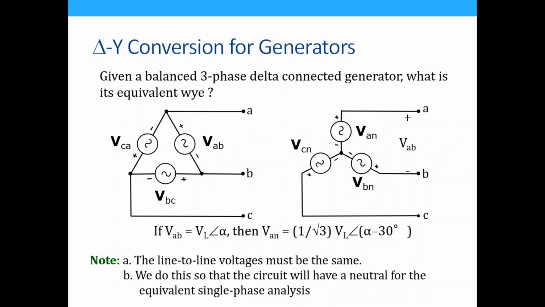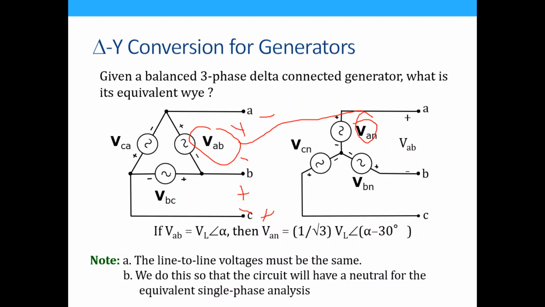So that means these are balanced line-to-line voltages. From A to B, B to C, and C to A, these are balanced line voltages. So the line-to-line voltages between these two must be the same, so we can say that they are equivalent circuits. So you just convert this to your line-to-neutral voltage, and you'll get this model for the Y connection for your generators.